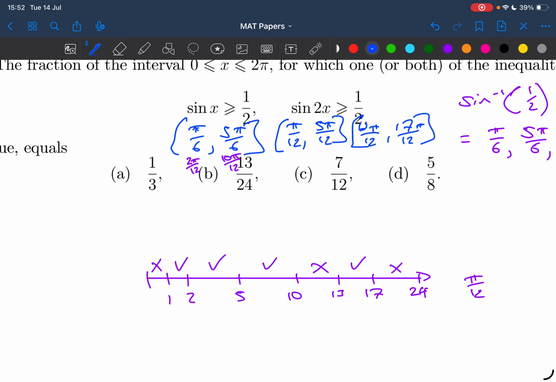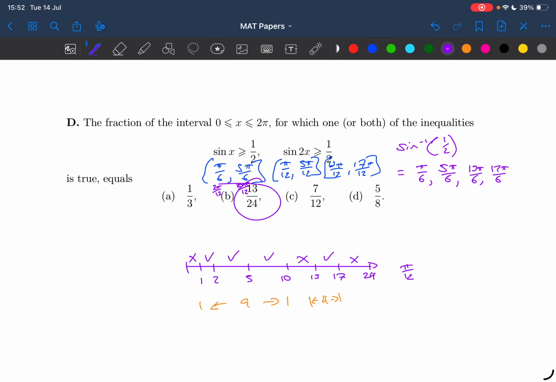Well, we can think about this kind of section from there to there. That's going to be 9 altogether. This bit is 4 in that little section. So altogether that's 13 of them. 24 altogether. So we should have 13 over 24 for the answer. D, was that correct? Let's find out. D, the answer is B.